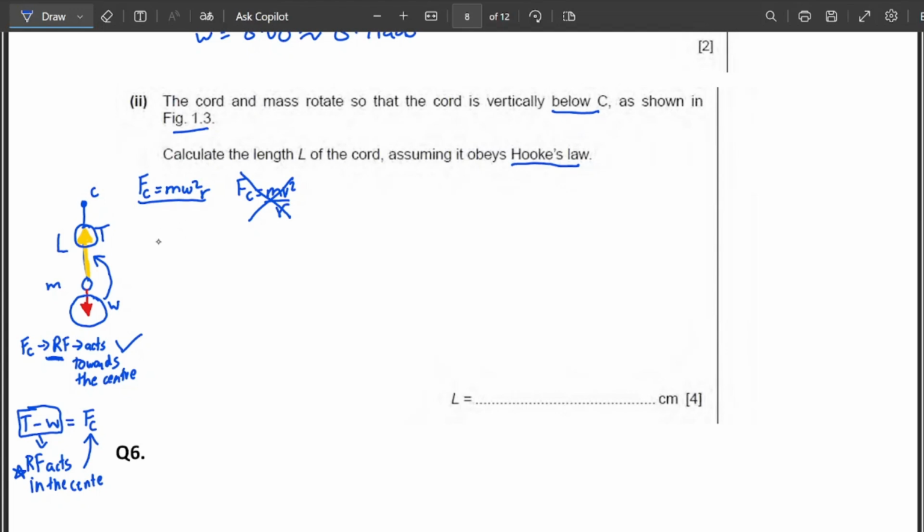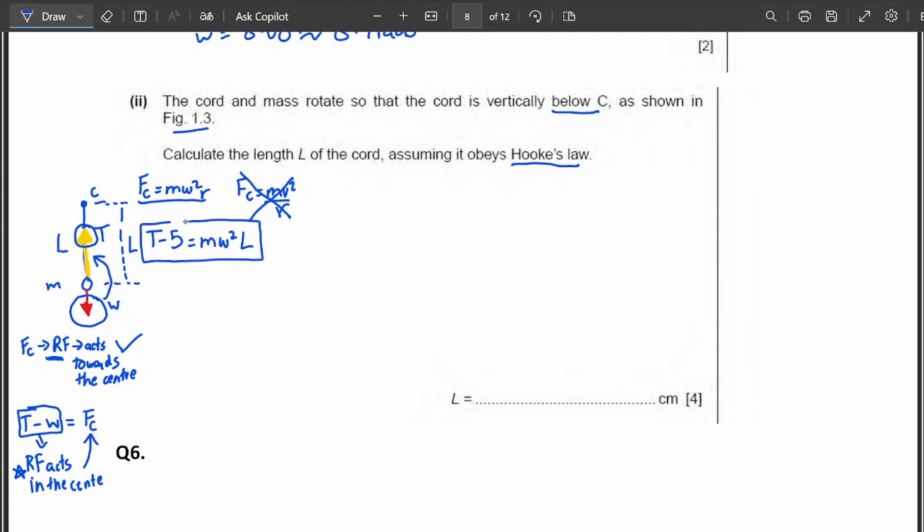So I can go ahead and put that in this equation: Fc is equal to m omega squared r. My centripetal force, I already know, is going to be tension minus the weight, and the weight is 5 newtons. It's going to be equal to the mass times omega squared, and this time that r, the distance this mass is away from the center, is L. So I'm just going to put mω²L over here.